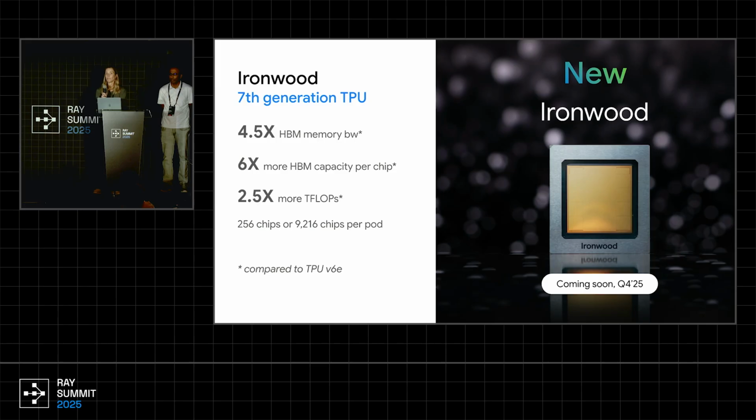Okay, cool. Ironwood is by far the largest chip that we've ever announced in terms of scale-out across a single pod with that ICI interconnect that I was talking about, but also the HBM available per chip is significantly higher than any chip that we've launched. Compared to its predecessor, it has 4.5 times the HBM memory bandwidth, 6 times more HBM capacity per chip, and 2.5 times more TFLOPs. Our previous pod size was 256 chips, and Ironwood is 9,216 chips using this networking. So very, very massive scale.